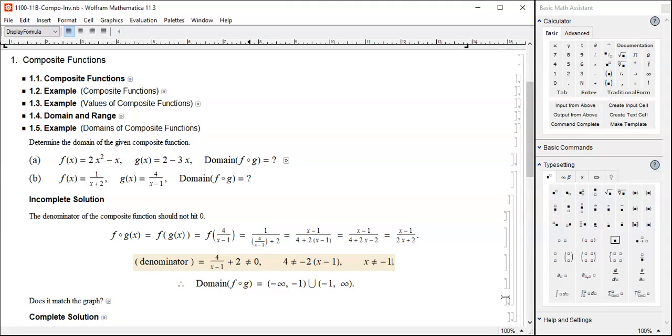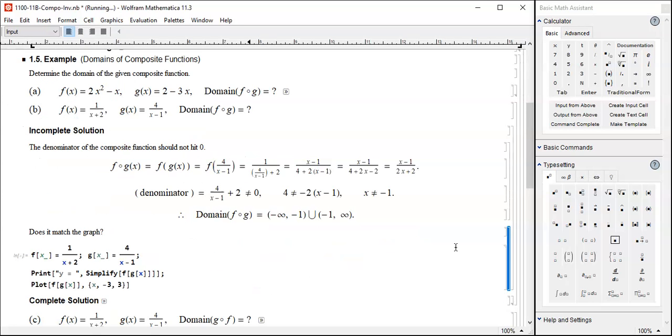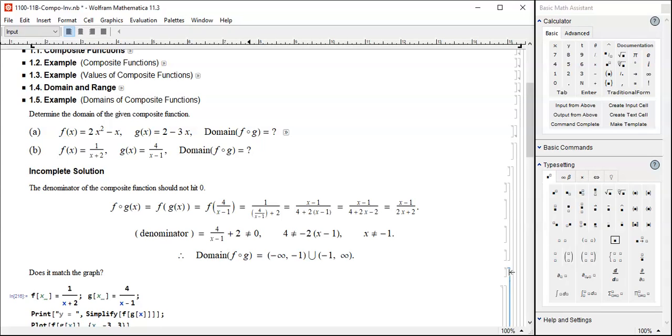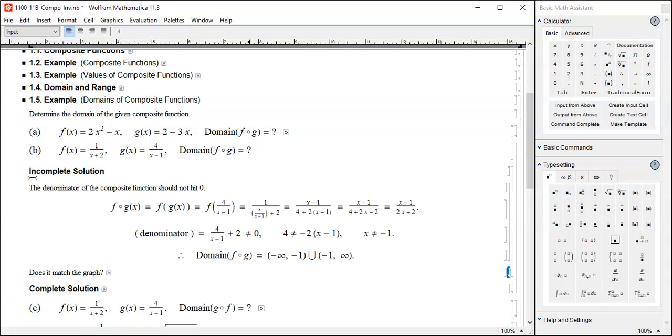Does it match the graph? And looks like it does. x equal to -1, vertical asymptote there, otherwise all fine. But why in the world did I label it as an incomplete solution? What's wrong here? Anybody found out? Here, I just went directly to the algebraic expression of f composition g and then found the domain of that function.